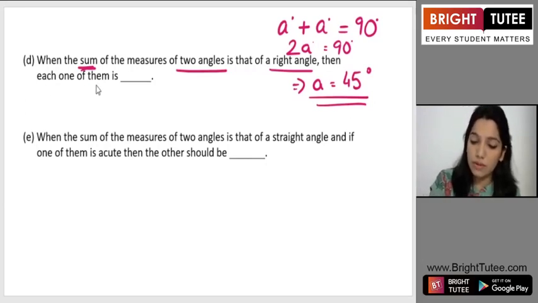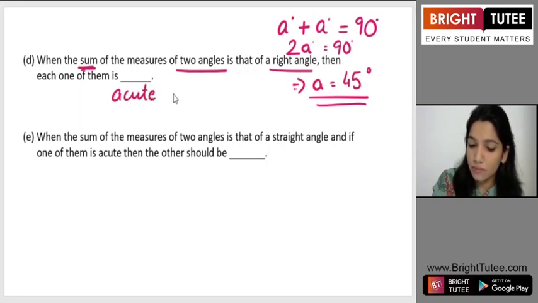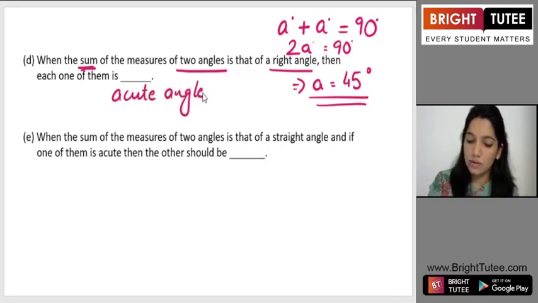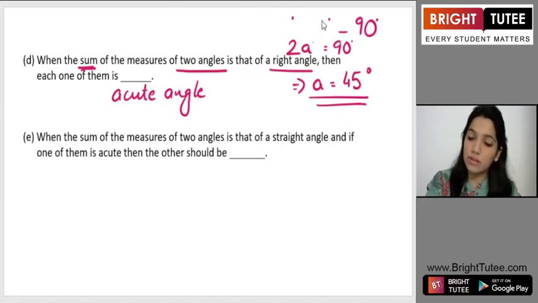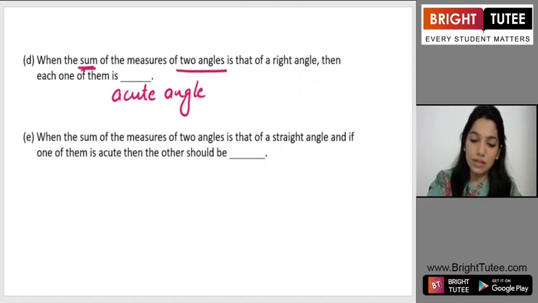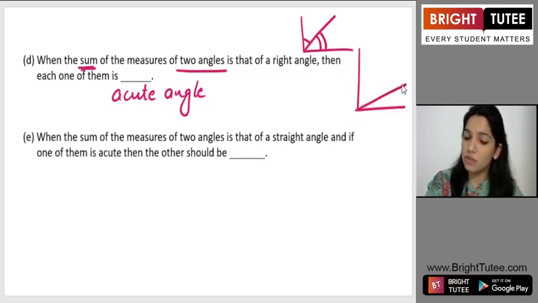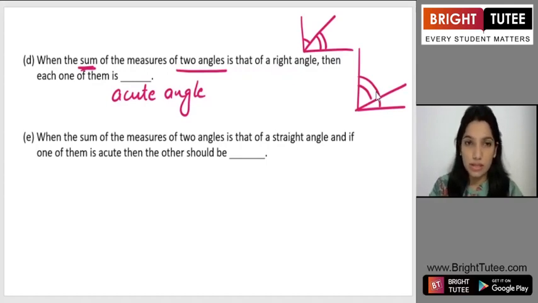So then each of them is an acute angle, right? Also, here I have assumed that the two angles are equal. Another way you can think about this is as if the two angles together are making 90 degrees. So obviously, no matter where the ray is, the one ray which is in between, every time the measure of both these angles needs to be acute. So each of them is an acute angle. I hope this is clear.